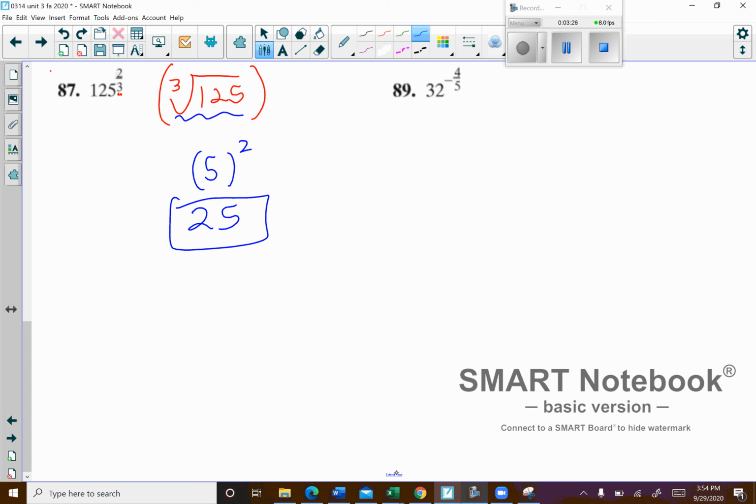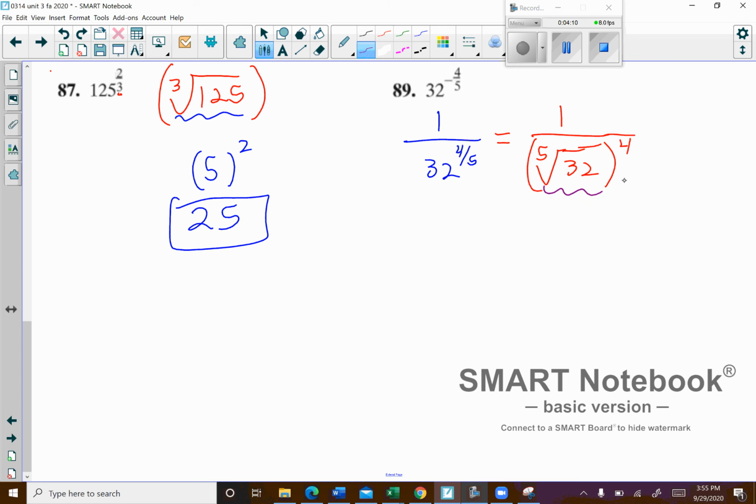Okay, 89, yeah, we got to throw a negative in there, make it fun. On this one, what you need to remember is negative exponents mean that you take the reciprocal. So this will become 1 over 32 raised to the positive 4/5 power, okay? That doesn't cause anything to become negative. It just causes you to do a reciprocal. So then the denominator is a 5, so I'm going to have to do a fifth root. We haven't had to do any fifth roots, but it shouldn't give us too much trouble. All these are going to be perfect roots, so we're not really going to get anything crazy.